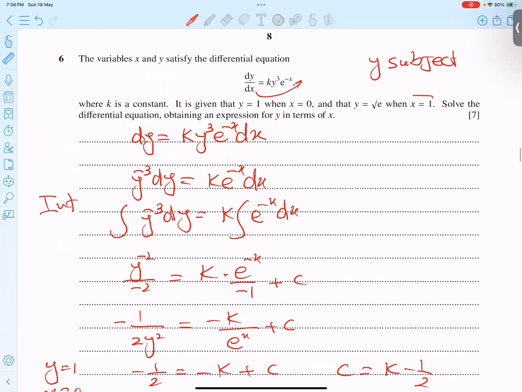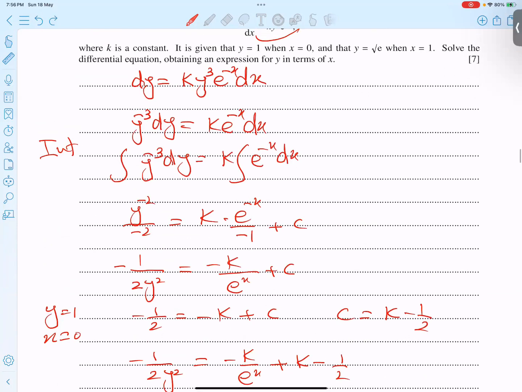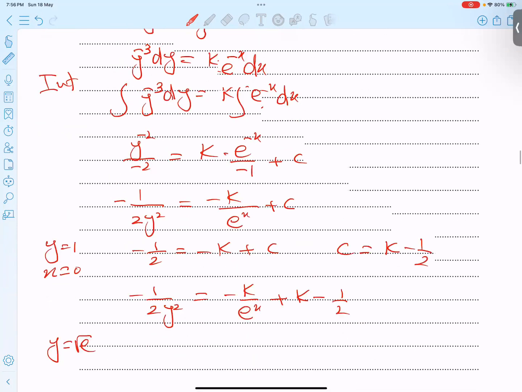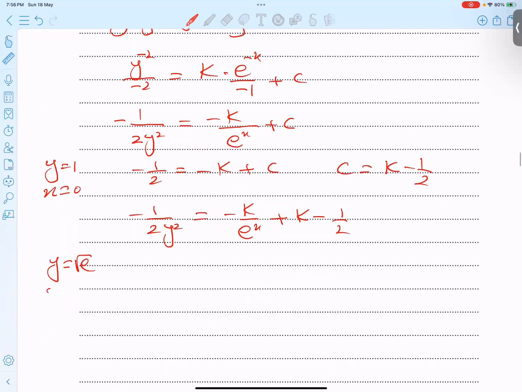Okay, now he said use this data. And what is that? x to the power x, y is equal to root of e, and x is 1. So I'm going to plug in this data to get the k value. So when I plug in this value here, what do I get? Negative 1 over 2e, because the root of this square cancels out, equals negative k, and I plug in 1 here, so I got e.